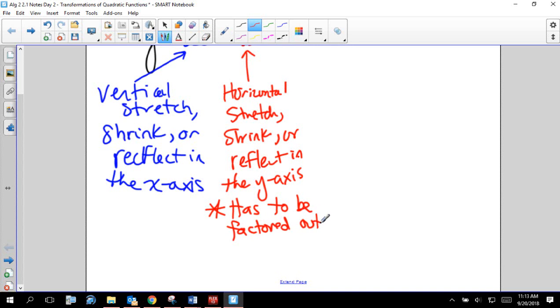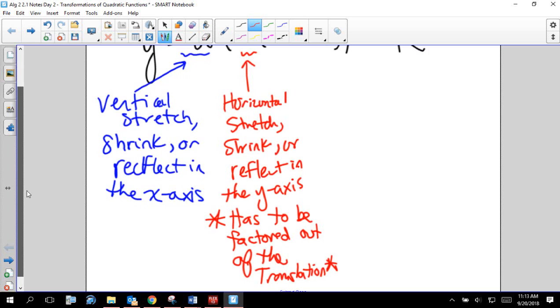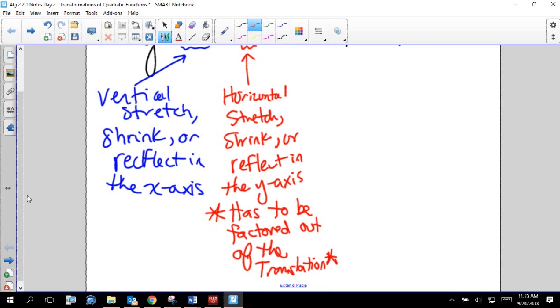So what I'm saying is it has to be factored out of the translation. Has to be taken out of the translation. You're going to have that extra set of parentheses there. The only thing is they didn't write it down, and I think that makes it a little more challenging, because then you just have to remember it, so let's write it down. Has to be factored out of the translation. Did everybody have enough time to write that down? Because I got to scroll back up.